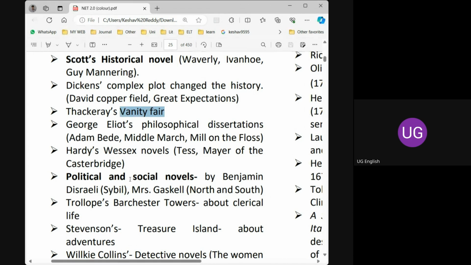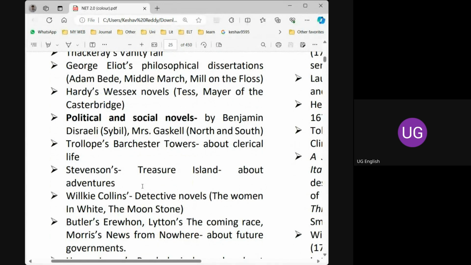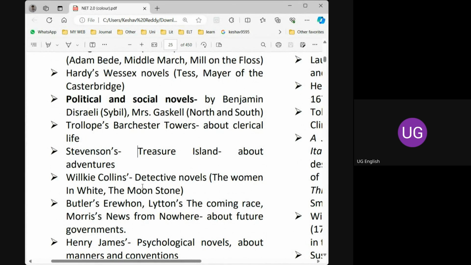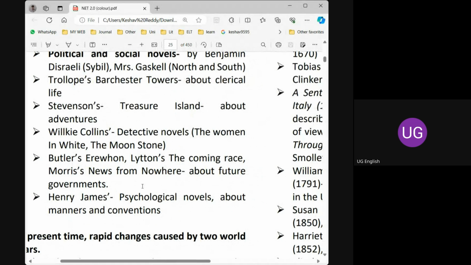And Benjamin Disraeli, the former Prime Minister of the UK, his Sybil is known as the Two Nations. So a very important work. Barchester Towers was also very important, by Anthony Trollope. And Stevenson's Treasure Island is a fantasy novel. Alice, about a girl in a fantasy world. And Wilkie Collins' novels are very important detective novels. I request you to please go through the summary of these two works. Very important: The Woman in White, The Moonstone.